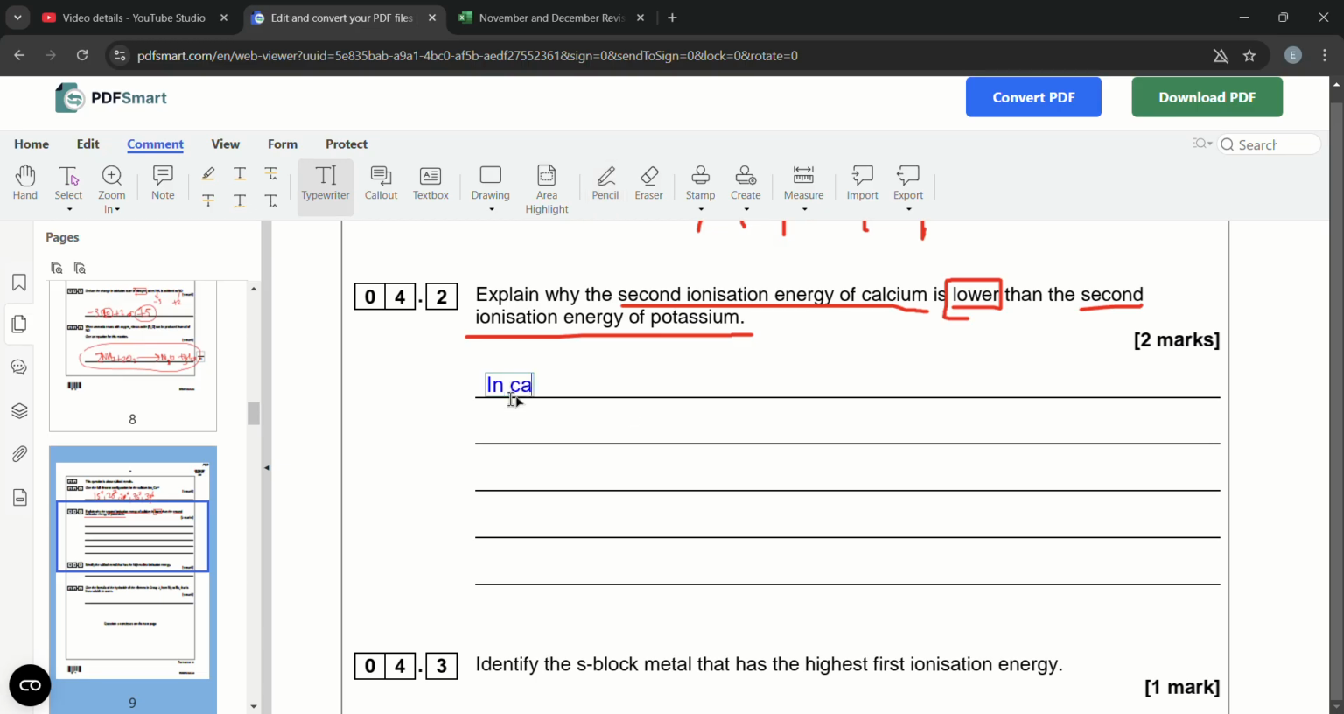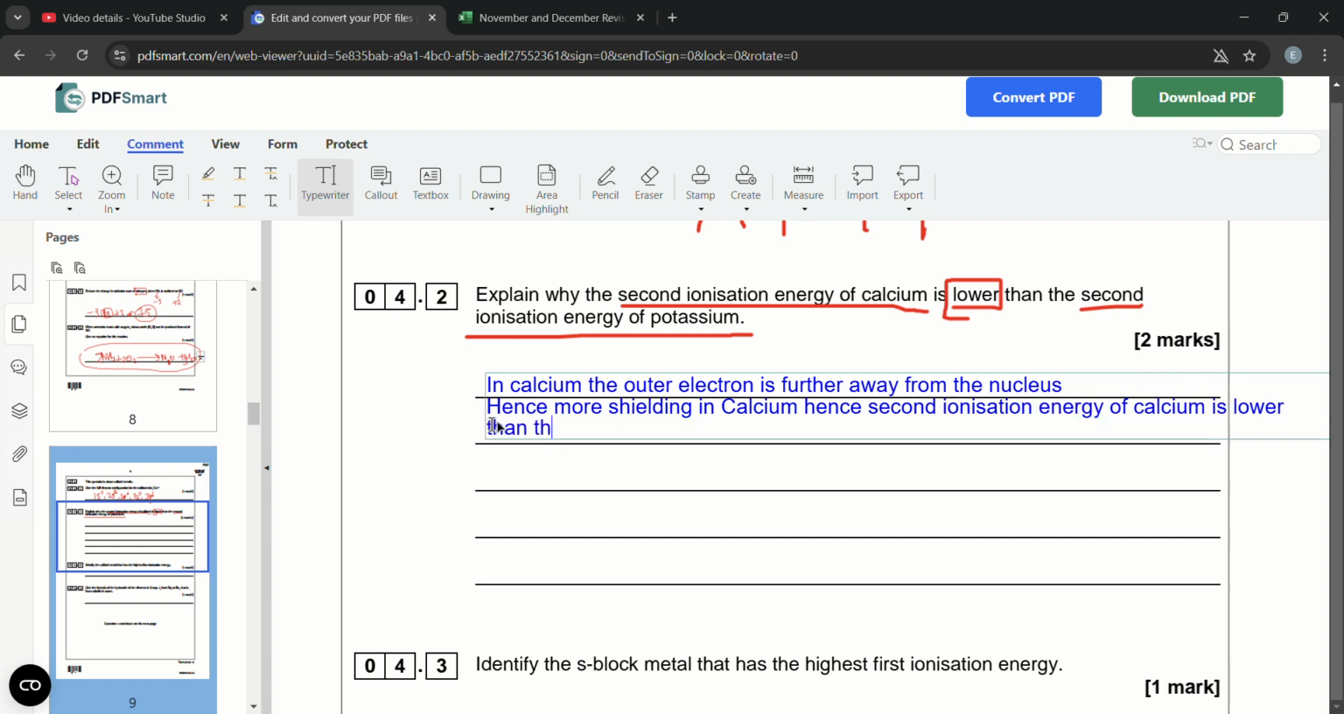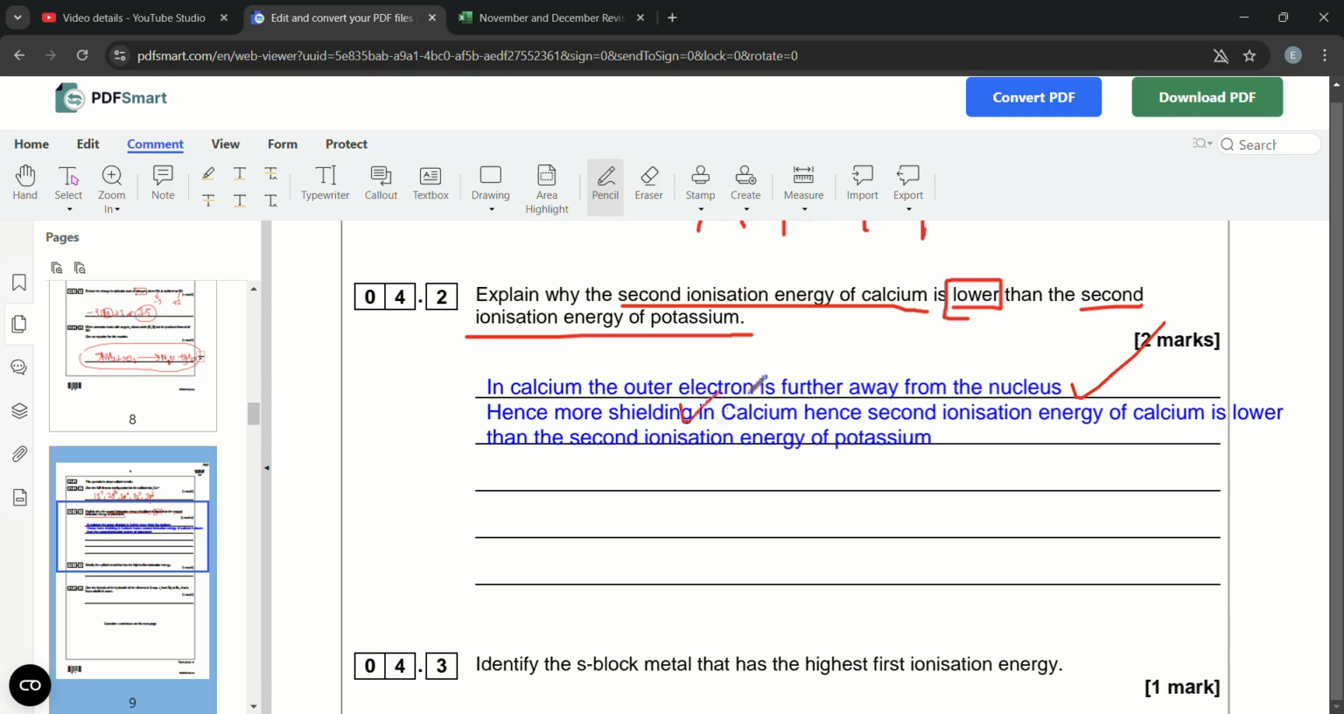Well, in calcium, the outer electron is further away from the nucleus, and it is 2 marks, hence more shielding in calcium, hence the second ionization energy of calcium is lower than the second ionization energy of potassium. Outer electron is further away from the nucleus, hence more shielding.